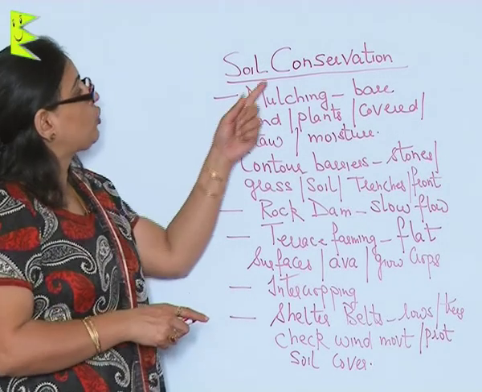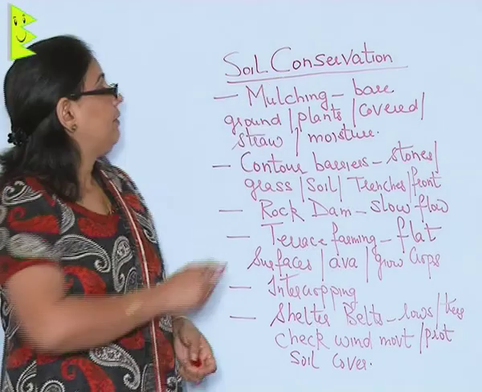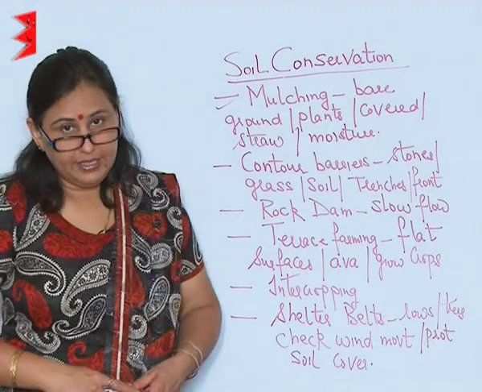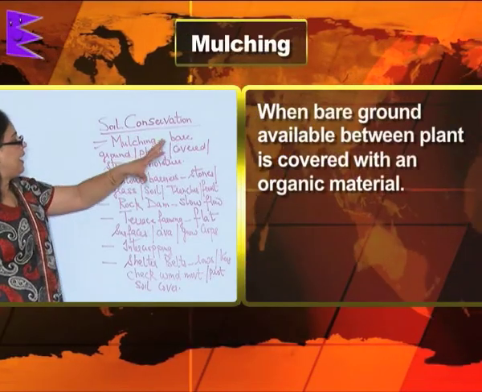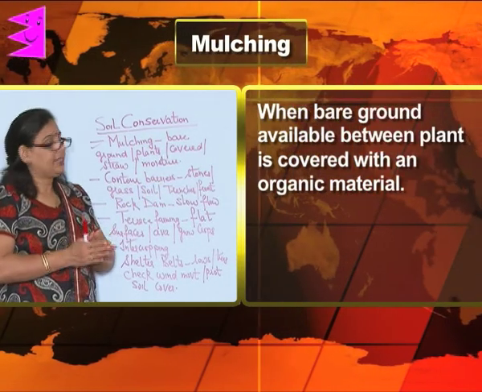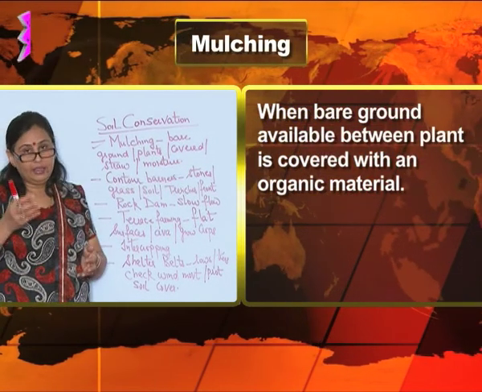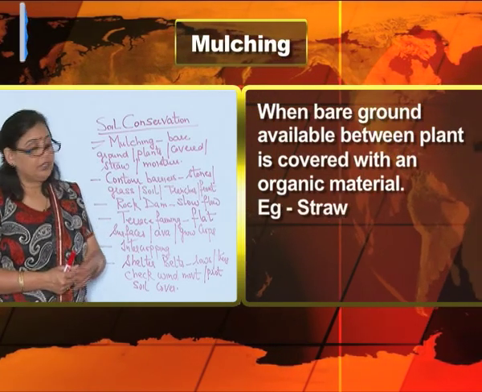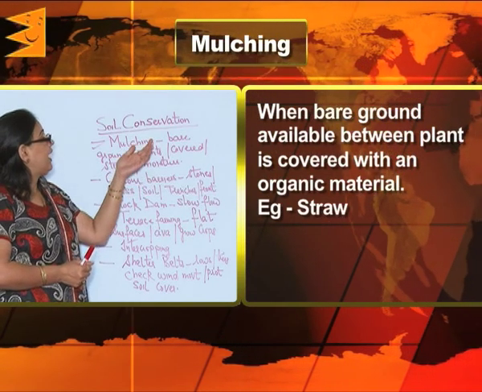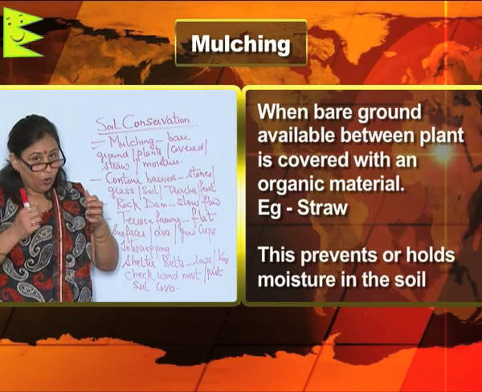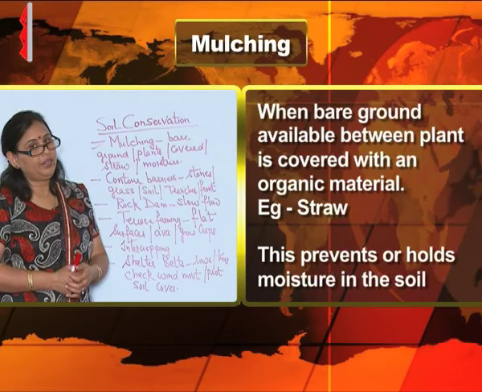When I talk of the soil conservation methods, the first is mulching. Mulching is when the bare ground available between the plants is covered with an organic material like straw. This is called mulching, and this holds the moisture in the soil.